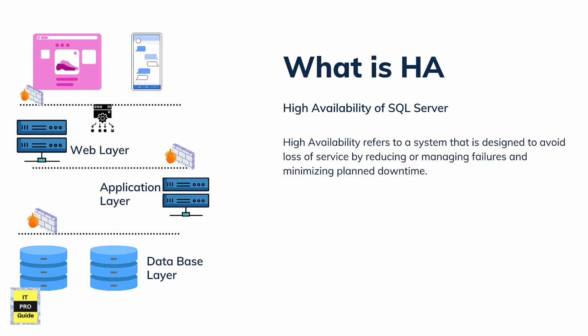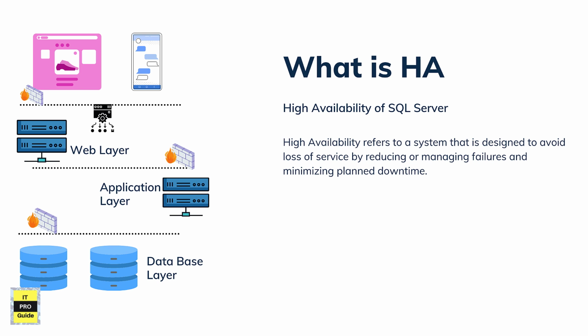Now let us understand what is high availability. In a simple way, we can say a high availability system is a system that is designed by considering the loss of service caused by the failure of individual components involved in the design. I will explain in detail.